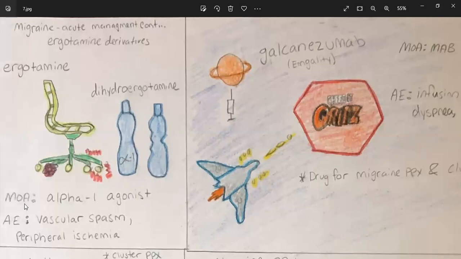Dihydroergotamine. These are alpha 1 agonists. So we have a little alpha 1 here. They are going to have the adverse effects of vasospasm. That's what these little spasmy lines are. And then peripheral ischemia. So the peripheral leg of this chair has a clot in it. It's ischemic.